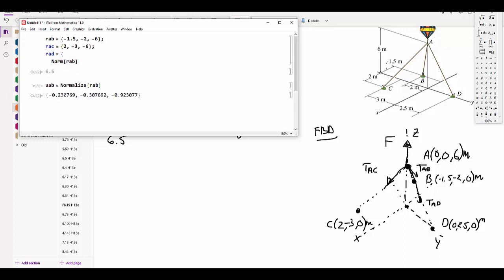And then RAD I can put in here. So D minus A is going to be 0 minus 0 is 0. 2.5 minus 0 is positive 2.5, and 0 minus 6, negative 6. All right, and from there, I'm going to be able to quickly find my unit vectors as well using the same pattern. So UAC, I can just normalize RAC. And for UAD, normalize RAD.